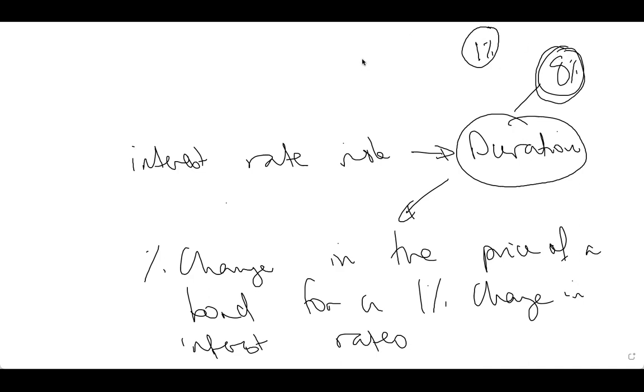If someone tells us that our duration is 8, for example, they are telling us that if interest rates change by 1%, the percentage change in the value of our bond or our bond portfolio will be 8%. And we know that if interest rates are going up by 1%, then the value of our bond portfolio is falling by 8%. And if interest rates are going down by 1%, then the value of our bond portfolio is rising by 8%.